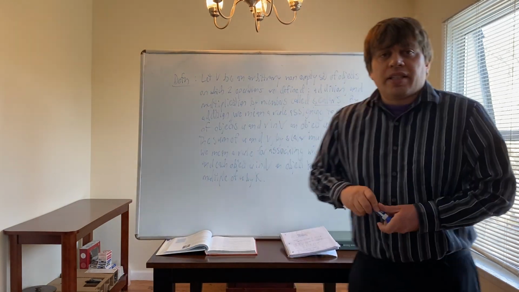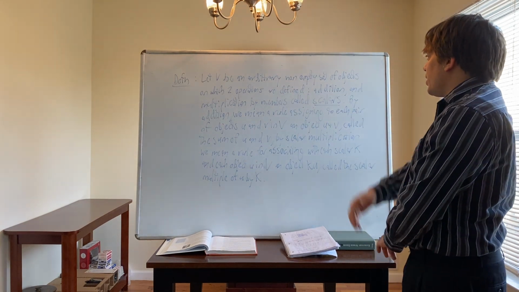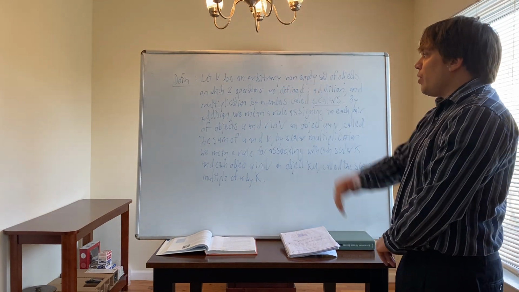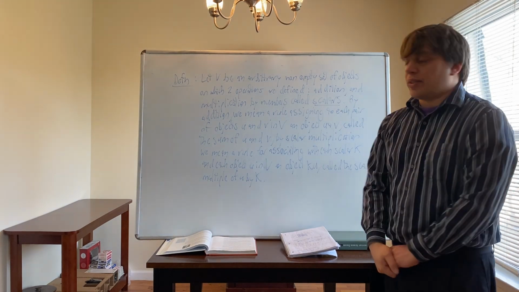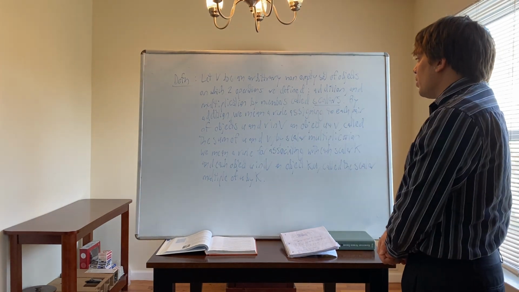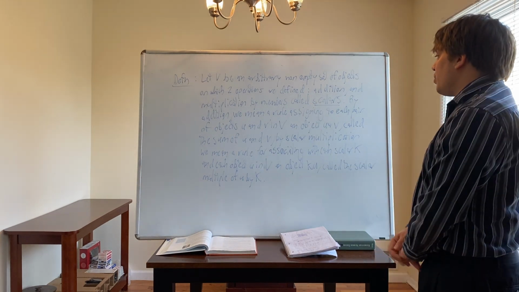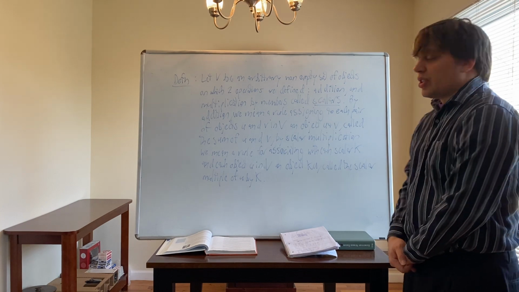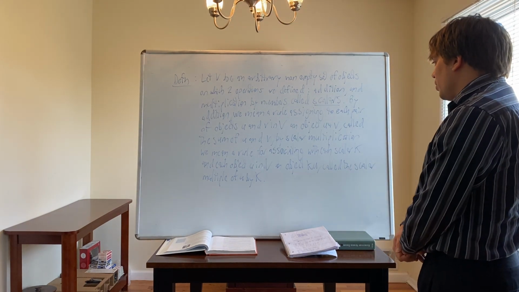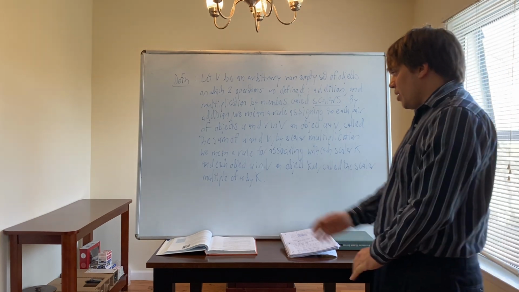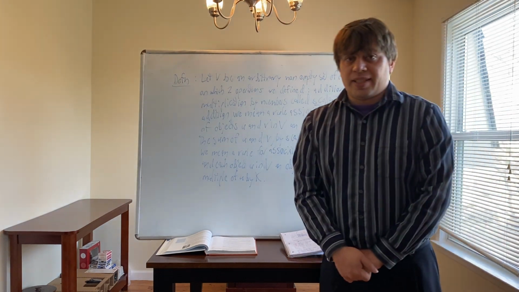Okay, so this is the beginning of the definition. Let V be an arbitrary non-empty set of objects on which two operations are defined, addition and multiplication by numbers called scalars. By addition, we mean a rule assigned to each pair of objects u and v in capital V, an object u plus v, called the sum of u and v. By scalar multiplication, we mean a rule for associating with each scalar k and each object u in capital V, an object ku, called the scalar multiple of u by k.